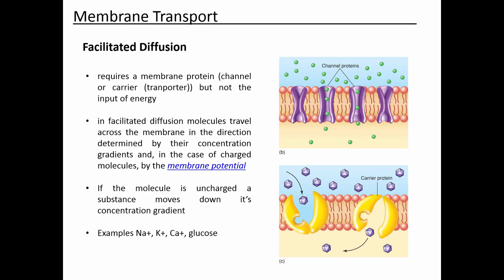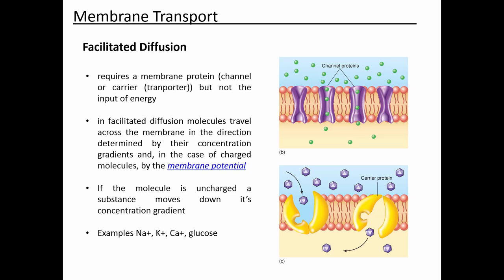And then the last thing, two more things. One thing is that like simple diffusion, the concentration gradient is also going to determine the direction of movement, meaning does it go into the cell or out of the cell? That's going to be determined by the concentration gradient: on what side of the membrane is the concentration of the substance higher versus lower.